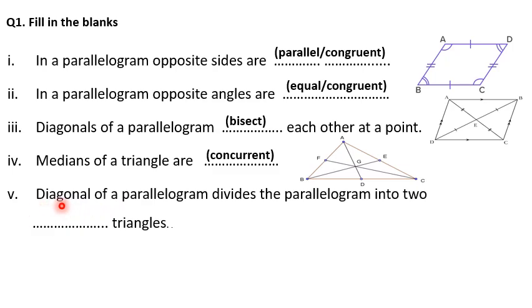Now students, fifth blank, diagonals of the parallelogram divides the parallelogram into two dash triangles. Here is the parallelogram DCBA. So look at the diagonal. Here is the diagonal BD. Diagonal of the parallelogram always divides the parallelogram into two congruent triangles. So diagonals of the parallelogram divides the parallelogram into two congruent triangles.